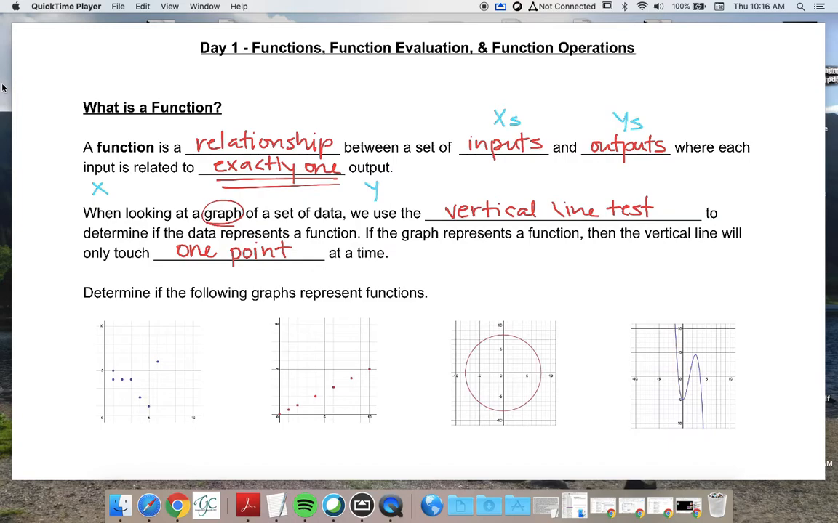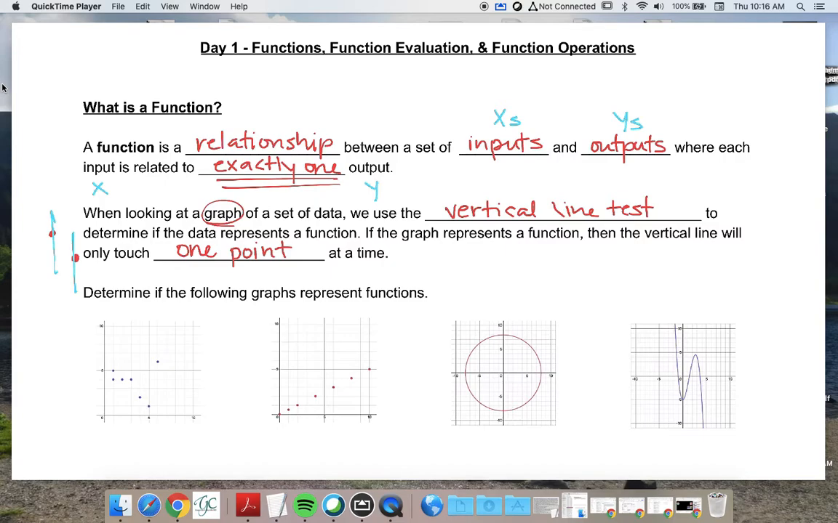There will never be 2 points that are stacked on top of each other on a graph like this. Something like this, where we have 2 points above or below each other, would not represent a function because when we use our vertical line test, that line cuts through both points at once. So that would not be a function. We would need those points to be staggered a little bit, something like that, so that when we do draw our vertical line, it's only touching one of those points at a time. Just a little example there.